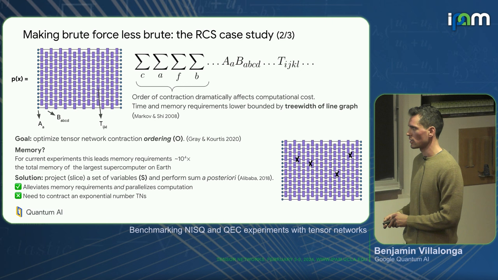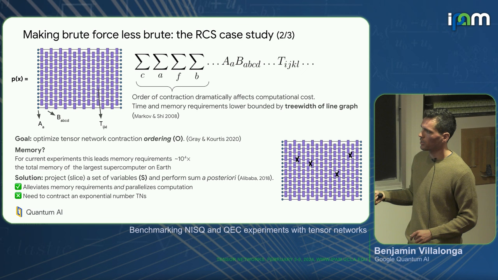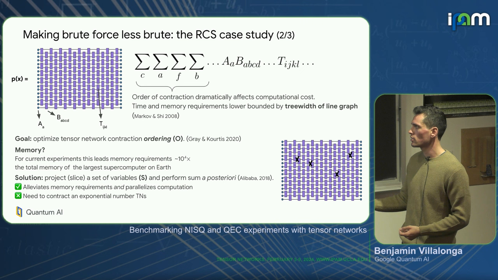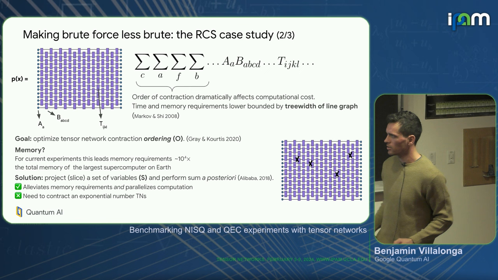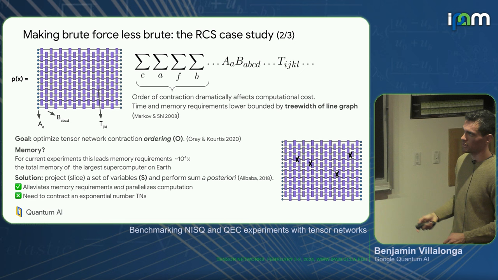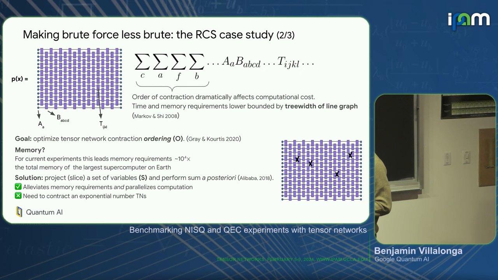What is bad about this? Well, now you have a whole exponential set of tensor networks that you have to contract. For each projection of one index, you get 2 tensor networks. If you project 2 indices, you have 4 tensor networks, et cetera. So this builds up very quickly, and this can hinder your time complexity just by trying to fit this in a realistic machine's memory.